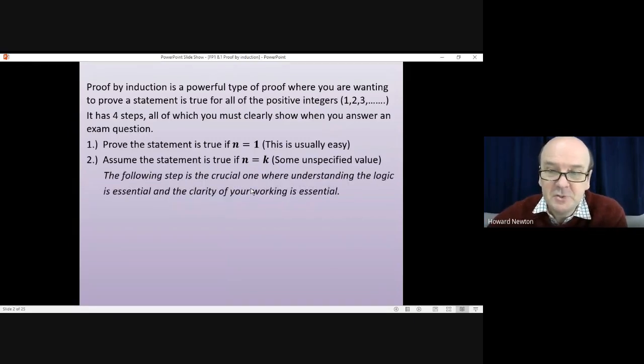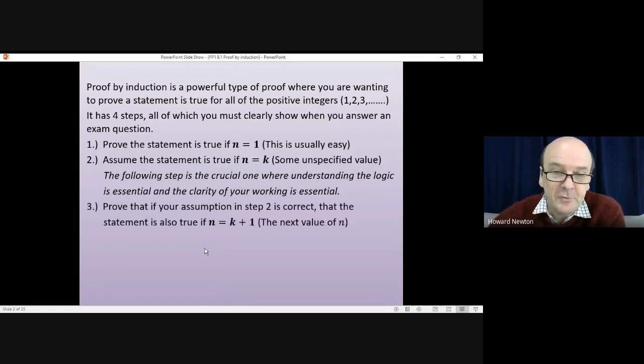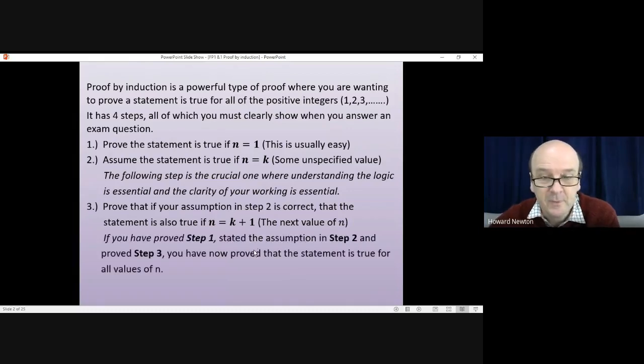Now, the following step is the crucial one, and it's where understanding the logic is essential, and the clarity of your working is essential if you're to get all the marks in the exam. You have to prove that if your assumption in step 2 is correct, that the statement is also true if n equals k plus 1. So if it's true for some statement, it'll also be true for the next statement. That's what you're trying to prove. Now, if you've proved step 1, you've stated the assumption in step 2 and proved step 3, you have now proved that the statement is true for all values of n.